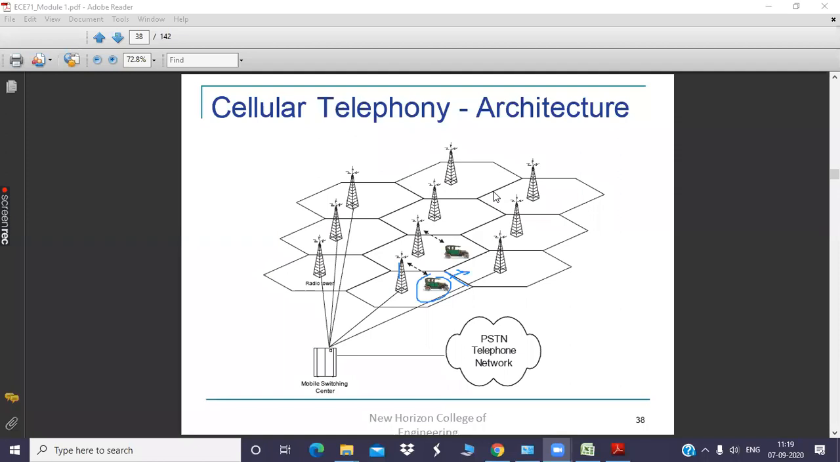The same channel which is being used by one cell should be shared with another cell also. But while sharing, we have to take care that no adjacent cells share the same channels. Suppose this particular cell has a set of channels. Maybe these surrounding cells do not have identical channels. What happens if they share common channels? Since they are situated nearby to each other, there is a high chance of co-channel interference.